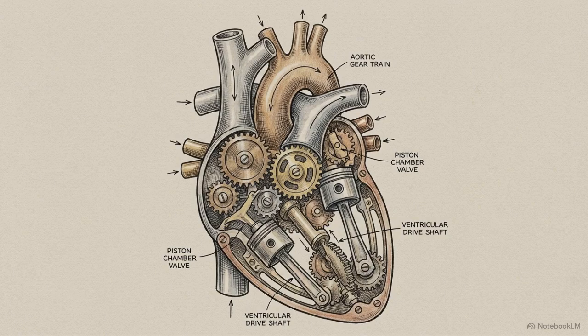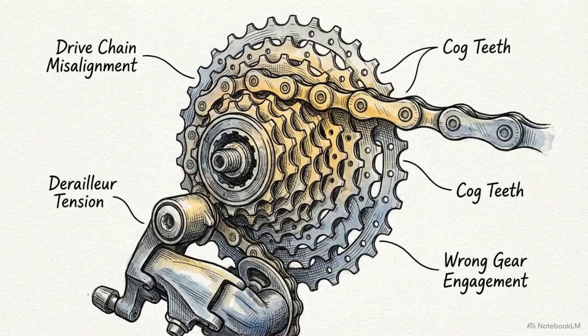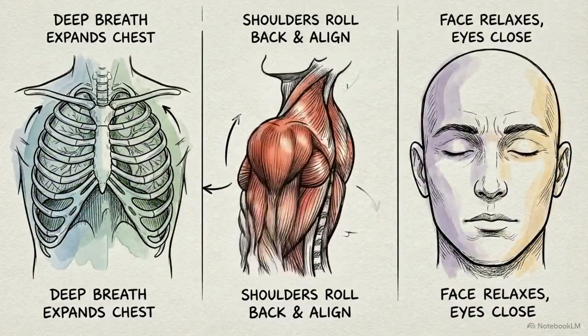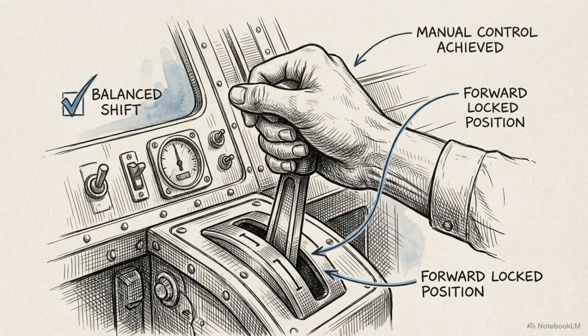Your body is a functional machine currently operating in the wrong gear. By using breath, posture, and interoceptive awareness, you act as the operator who can finally shift it back into a state of balance.